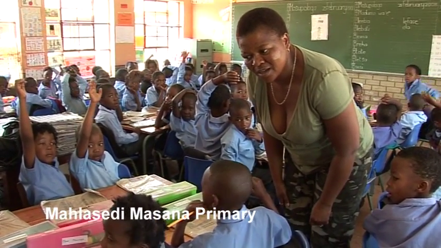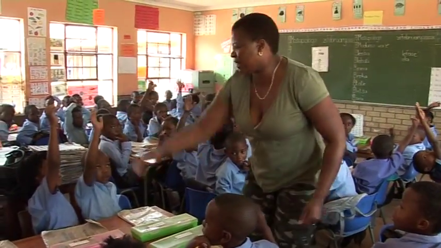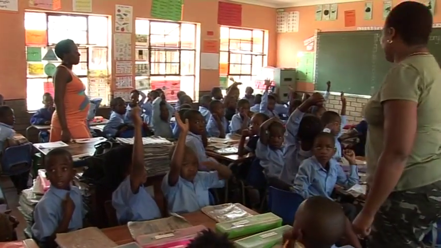Mahlasedi Masana does not have enough classrooms for all its learners. Some classes are very large, and the school often uses the strategy of twinning teachers. This class has 79 pupils and 2 teachers.